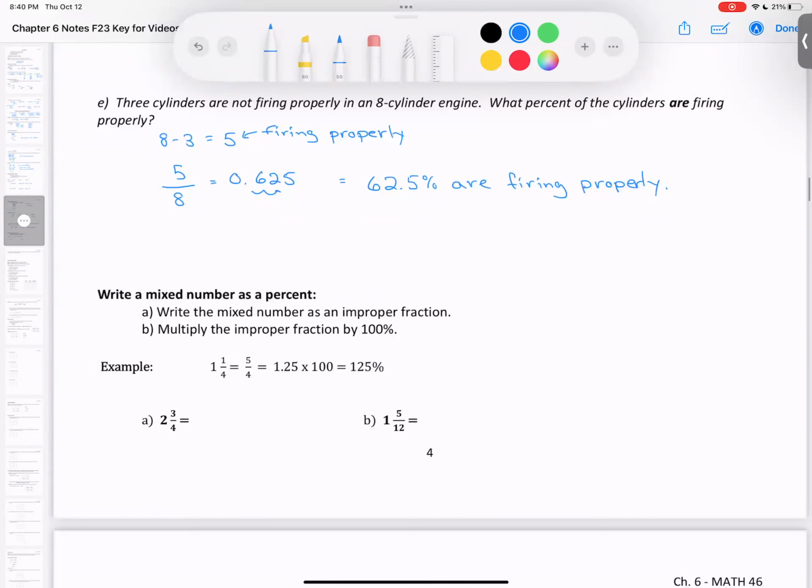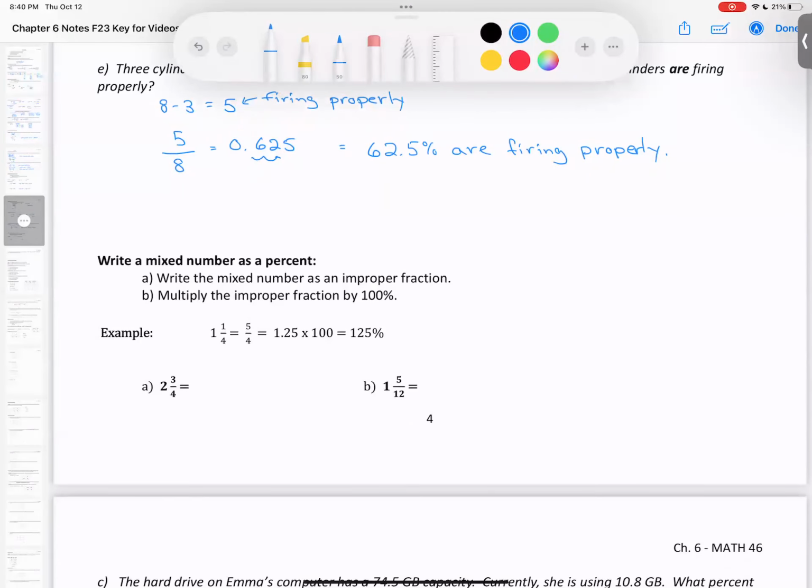Okay, let's get into some examples where they've got mixed numbers. So if they have a mixed number and they want you to convert it to a percent, write that mixed number as an improper fraction. And then you can do what we've been doing above, where you multiply by 100% or shift that decimal place over 2 to the right. So for example, if we've got 1 1/4, and the improper fraction would be 5 over 4, we can punch that into our calculator to get 1.25. And then when we convert it to a percent, our decimal is going to go 2 over to the right. So it's going to become 125%.